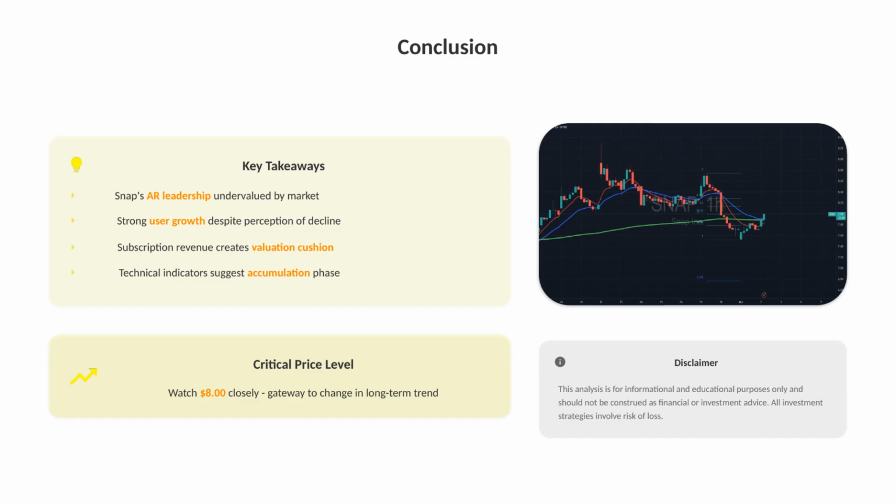Now, we need to address the structural mechanics of why the stock is moving the way it is. When you look at the technicals, the $7.50 to $8 zone has become a massive friction point.